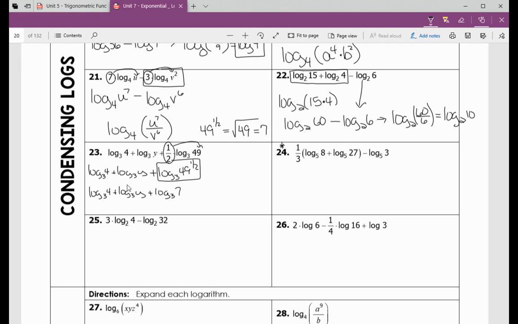I have a log plus a log. So when I do these two together, I condense that to log base 3 of 4y and then I have another plus log base 3. So I'm going to do the product property one more time. And that gives me log base 3 of 4y times 7. And I apologize, I ran out of room. My final answer would be log base 3 of 28y. 4 times 7 is 28.